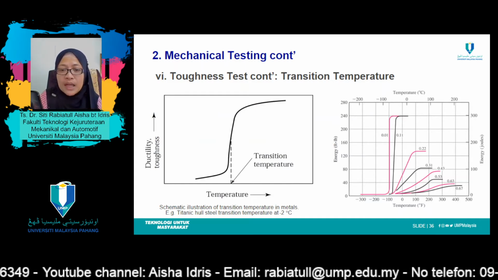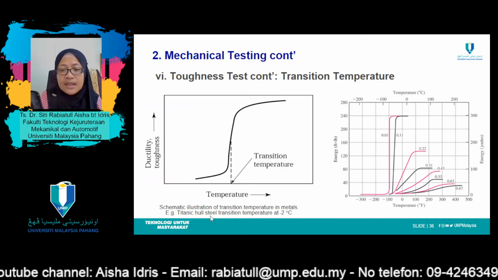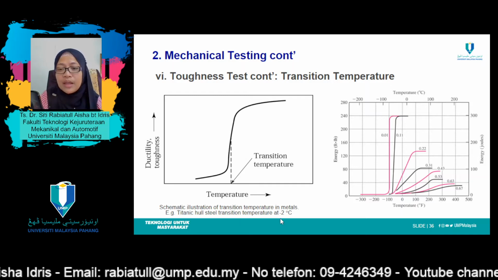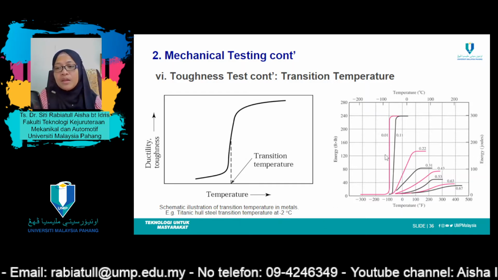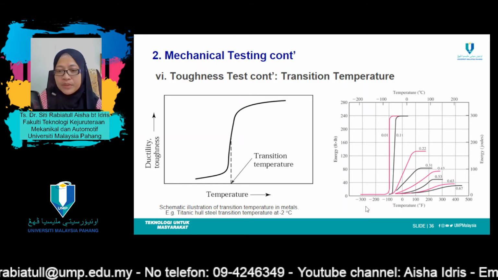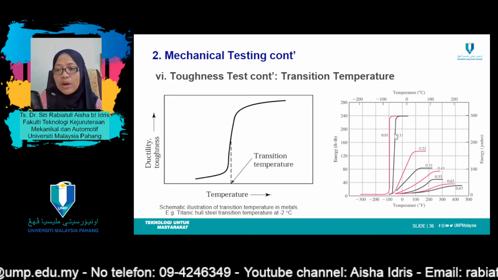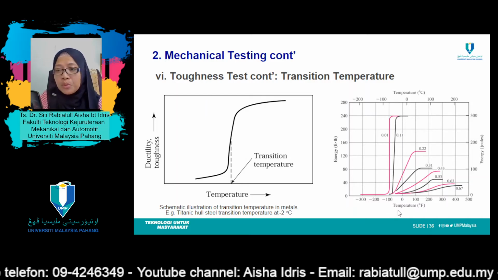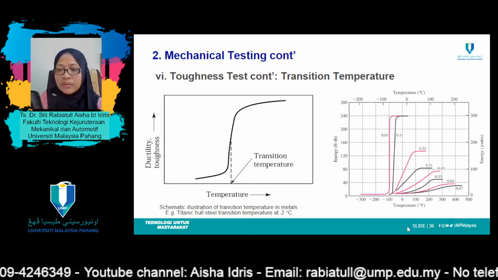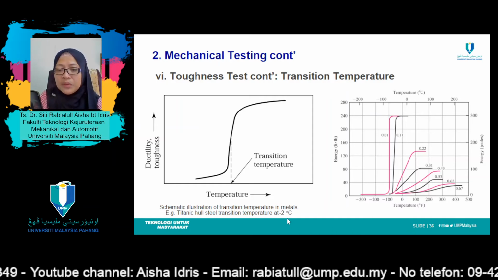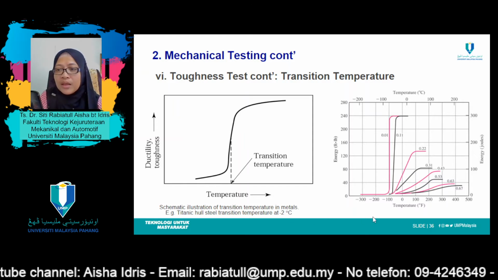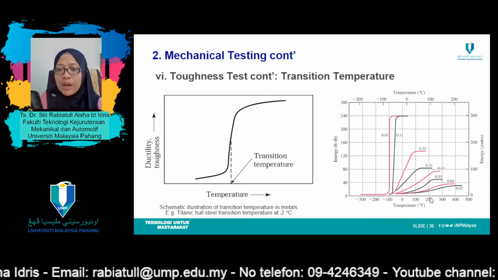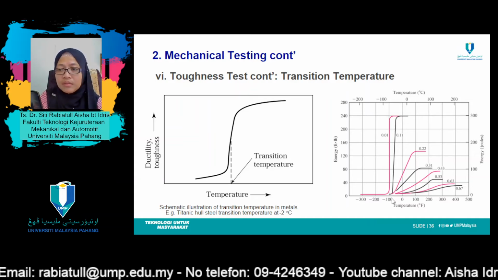Now let's look at the example of Titanic hull steel, which suffered a transition temperature at negative 2 degrees C. The red one refers to the temperature transition. The black one refers to the original profile. If you refer to this graph over here, the sudden drop at negative 2 degrees C will affect the ductility and toughness of the materials, whereby it will drop a little bit.